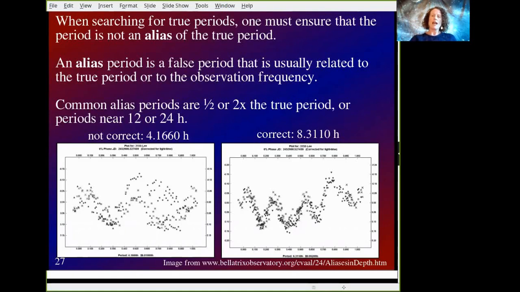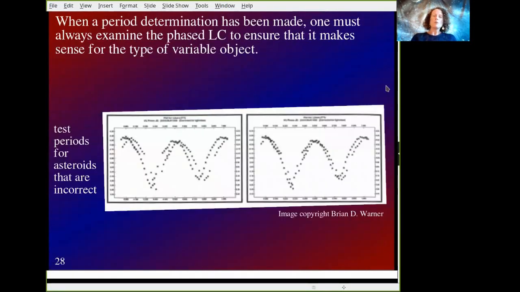This is something that we always have to be careful about. When a period determination has been made, one must always examine the phase light curve to ensure that it makes sense for the type of variable object. For example, that previous asteroid light curve was very unusual in having four maxima and four minima, but that is a possibility because asteroids can have very strange shapes and differing albedos on their surfaces. So that would be a possible true light curve shape for an asteroid. However, if you're looking at something else like a Cepheid or an eclipsing binary, then you would have some idea of what shapes for light curves are possible and could be correct and which ones are not. That can help you vet your results and decide if your period determination is a good one.